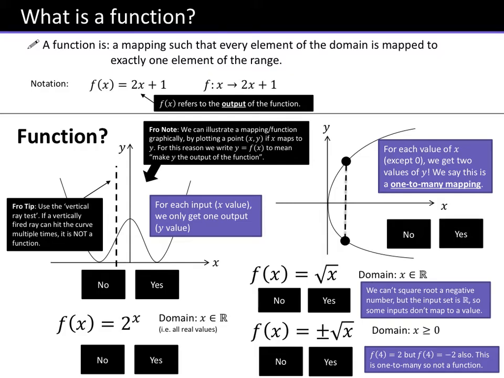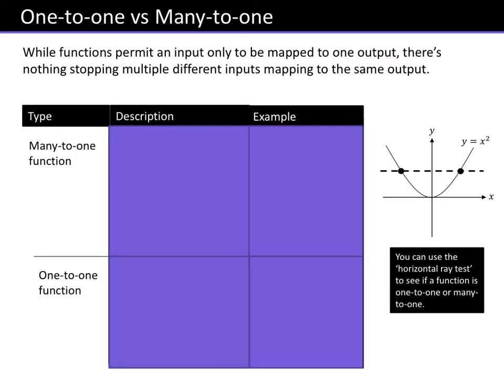Okay, and then there is a bit more explanation on the next page for you. So, we have a one-to-one function versus a many-to-one function. Even though a function has to have an input mapped to one output, so one input maps to exactly one output, multiple inputs can map to the same output.